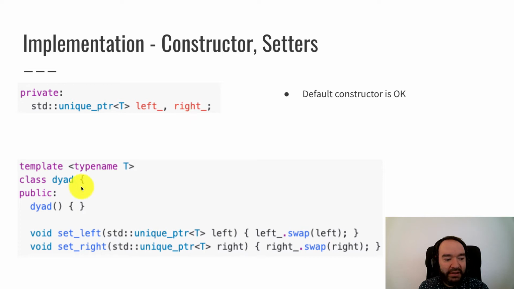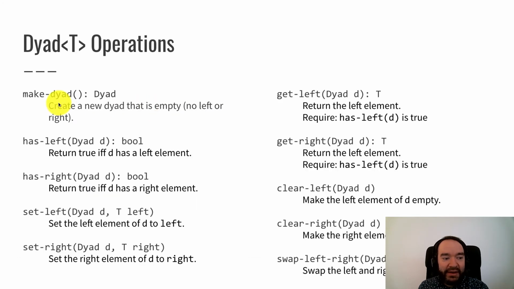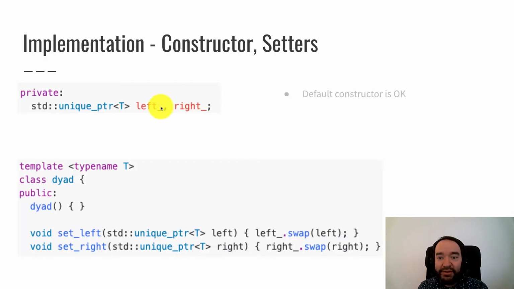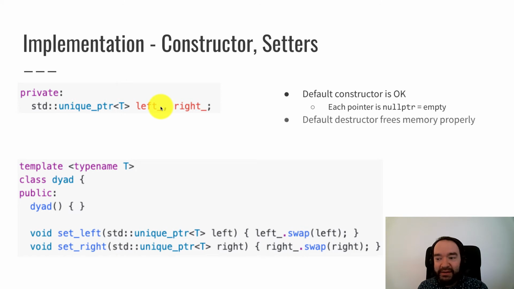Now, the default constructor is fine. I did declare it here, dyad with no arguments, and there's no code in there. That's okay because the default constructor of dyad will call the default constructors of all the data members, and the default constructor of unique pointer initializes the pointer to be null, meaning containing nothing. So the definition of the abstract data type is when you make a dyad, the left and right pointers have to be empty, and that's exactly how unique pointer happens to work. So the default constructor is fine in this case.